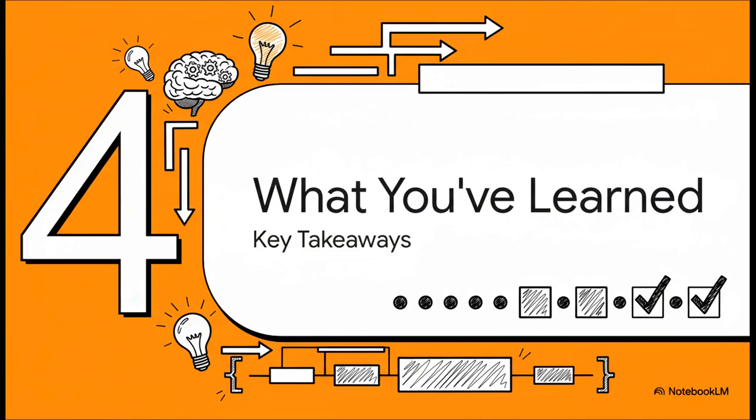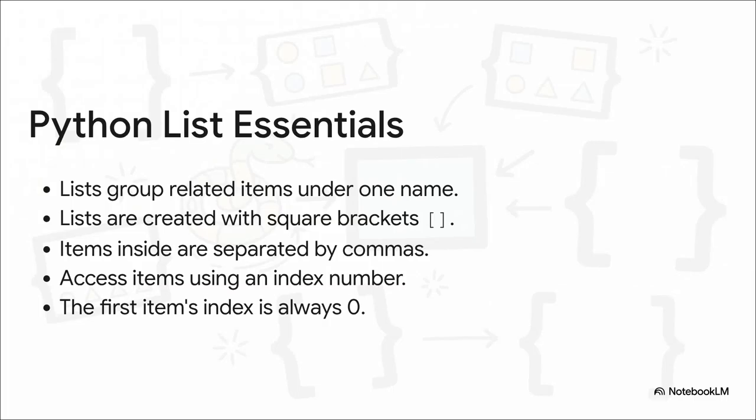Okay, we have covered a lot of ground pretty quickly here. So let's just pause for a second and really lock in the most important points from all this. These are the core rules that you're going to want to remember. So here are the essentials. Number 1, lists are for grouping related things together. You always create them with square brackets. The items you put inside, always separated by commas. To get a specific item out, you use its index number, also in square brackets. And the golden rule? What is it? The first item's index is always, always 0.